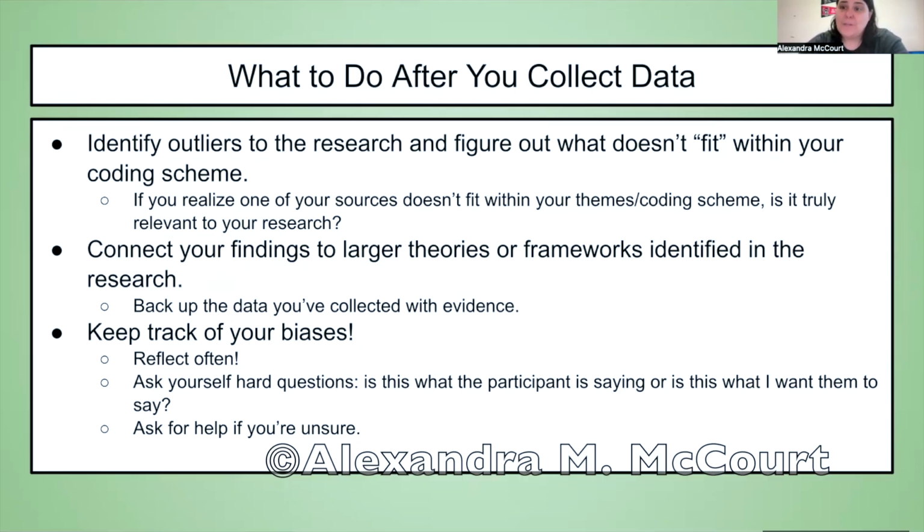You should also identify potential outliers to your research and figure out what doesn't fit within your coding scheme. If you realize that one of your sources, while useful when you were reading and gathering data, doesn't fit within your themes or your coding scheme, you get to ask yourself a really important question, which is, is this source truly relevant to my research? Sometimes it is. And sometimes we may have to rethink our coding scheme, maybe add another code, happens all the time. Or more often than not, sometimes we just have to get rid of the source.